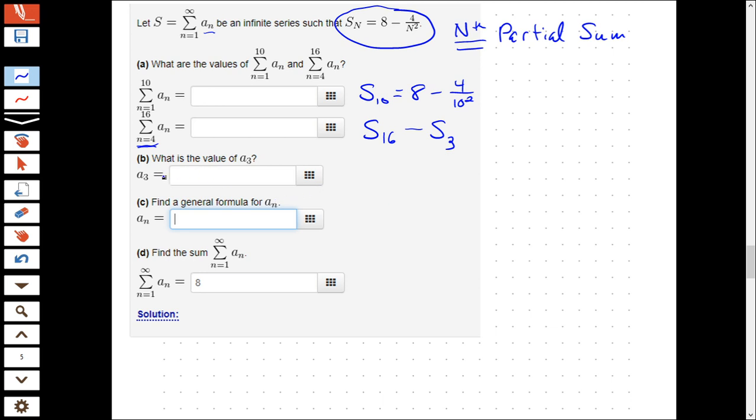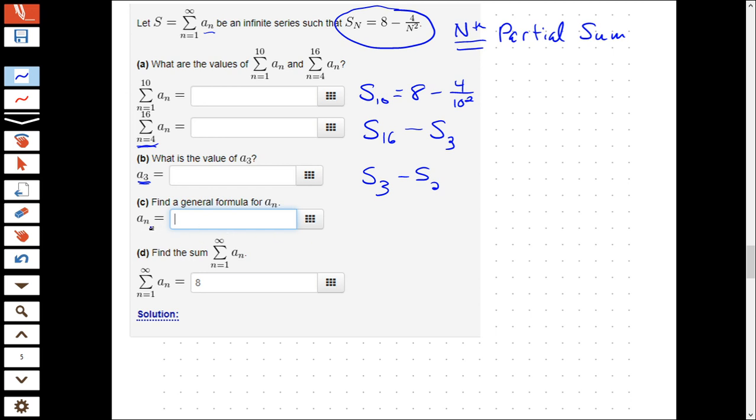And so, in part B where it's asking, okay, what is just the third term? Well, we can use these partial sums by finding the third partial sum and taking away the second, because that's just going to leave us the third term. There's going to be no other values on that as well.